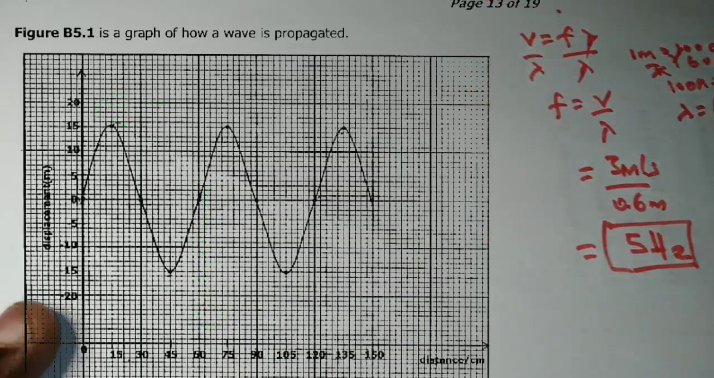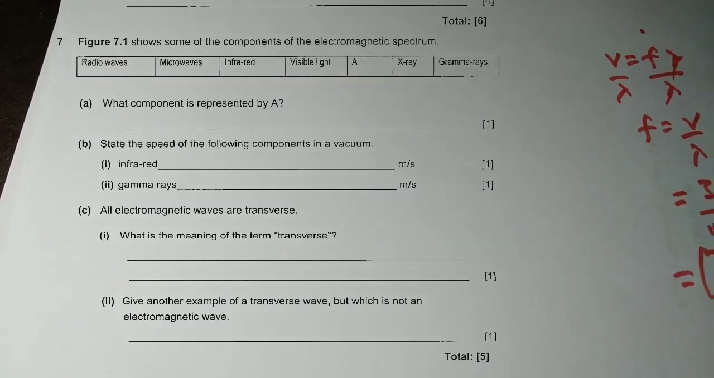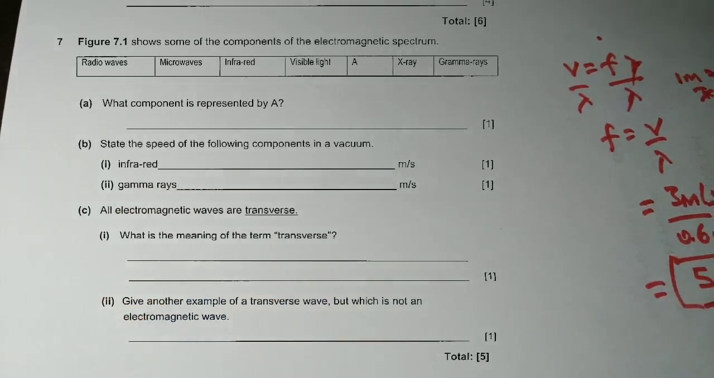Another question here, it's on the electromagnetic spectrum, quite easy. The electromagnetic spectrum is a group of electromagnetic waves, which are a type of wave that does not require a medium to travel. They're different from mechanical waves that require a medium to travel. You have radio waves, microwaves, infrared, visible light, then A, X-ray and gamma rays. What component is represented by A?